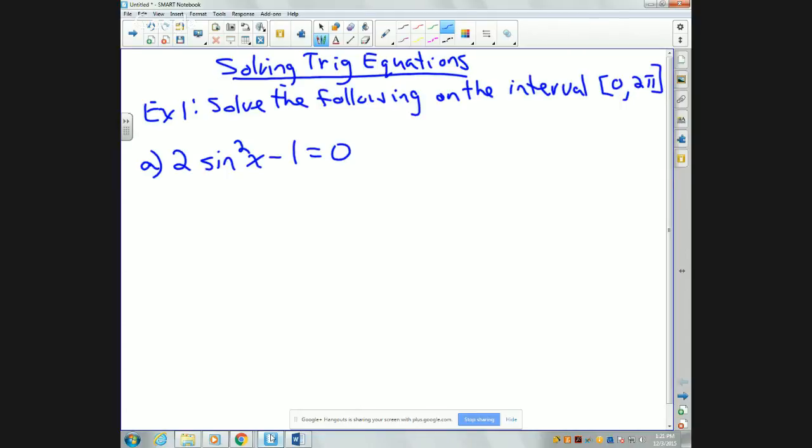So the first one here, 2 sine squared x minus 1 equals 0. We want to find out what value of x is going to make this equal to 0. And some of you might be able to, if you looked at this long enough, figure out the answer. We're going to do this algebraically, though. We're going to treat it like we would solve every other equation. So we'll start by adding 1 to both sides to get rid of the 1. Our goal is to isolate x. So let's start with adding 1 to both sides.